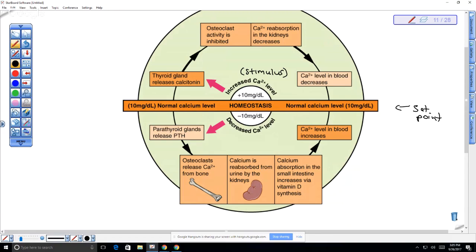Both the receptor and the control center are actually the thyroid. So the thyroid gland would have receptors plus control center. So that would be the thyroid gland.